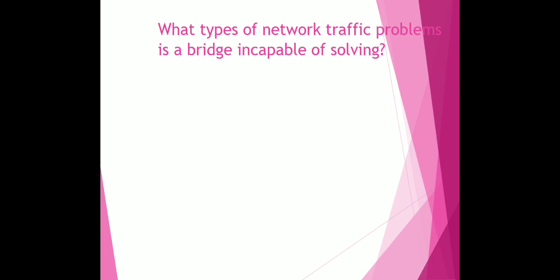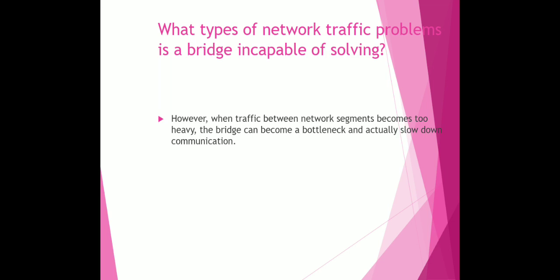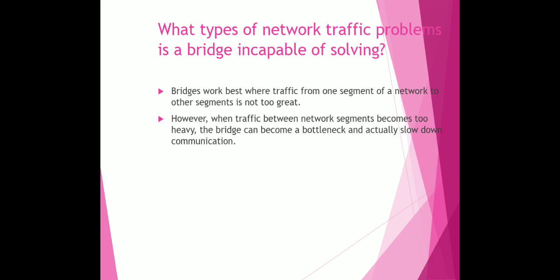What type of network traffic problems is a bridge incapable of solving? When traffic between network segments becomes too heavy, the bridge can become a bottleneck and actually slow down communication. Bridges work best where traffic from one segment of a network to another segment is not too great.